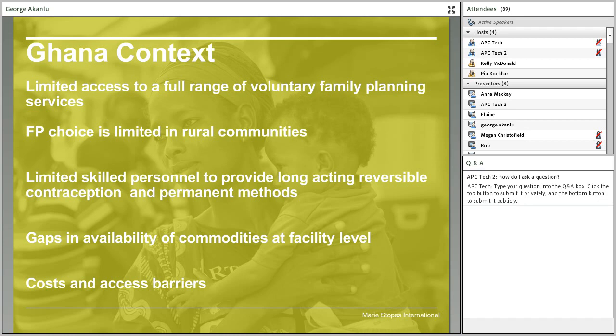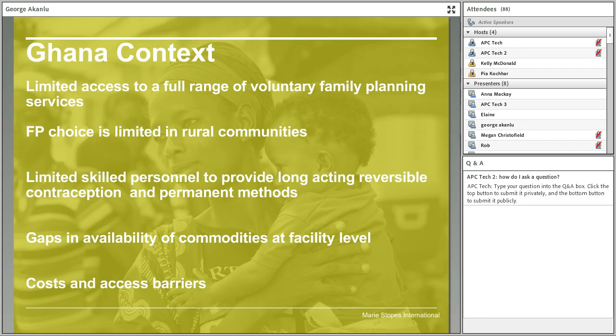I'll start by giving you some context of the Ghana program. So if you look at Ghana, we have limited access to the full range of family planning services. And this is more prominent in the rural areas because there are limited skilled personnel for the provision of long-acting and reversible family planning methods.